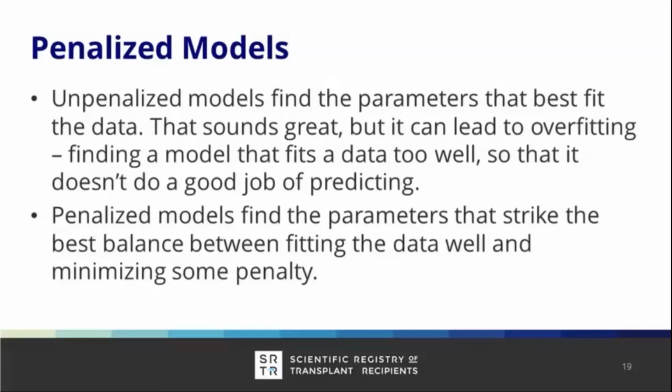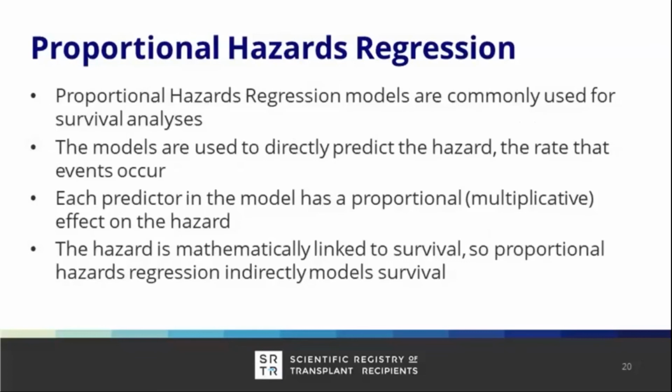Now, there are also proportional hazards regression models. Proportional hazards regression models are really common in survival analyses in medicine. They directly predict the hazard, and the hazard is the rate that events occur. Each predictor in the model has a proportional, or multiplicative, effect on the hazard, and the hazard is mathematically linked to survival. So when we predict the hazard, we're also indirectly predicting the survival, right? Because how long it takes for an event to occur is related to the rate that events occur.